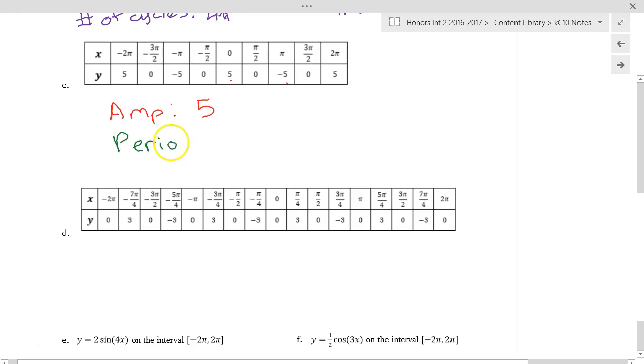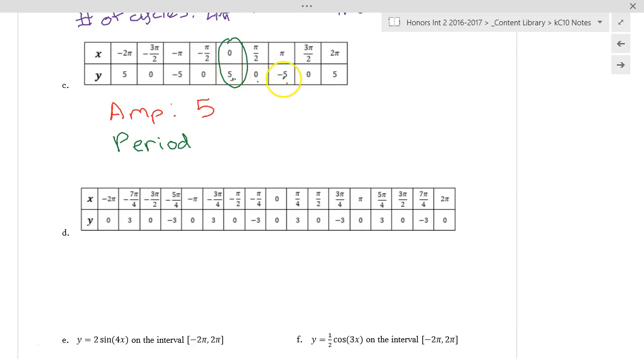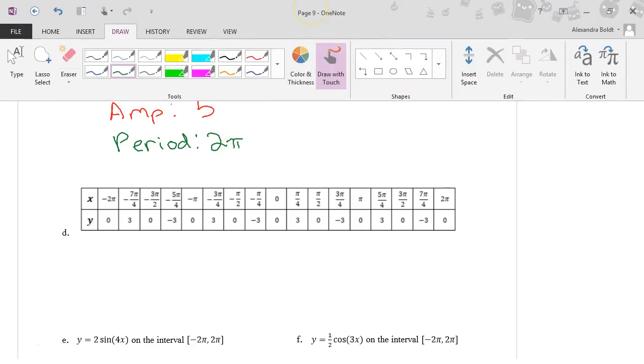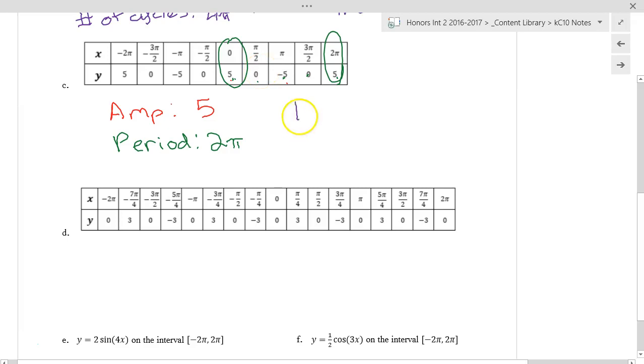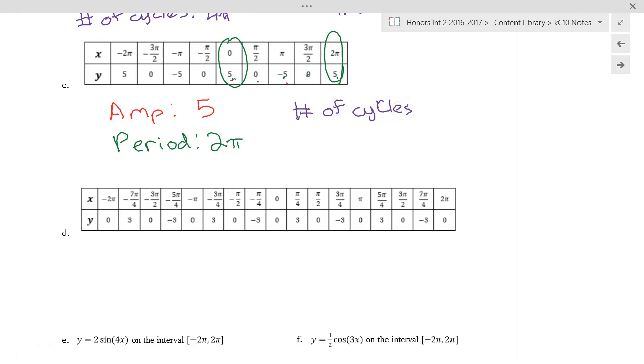Period. Again, I want to start at 0. So this starts at a max. So this would be cosine. Max, 0, min, 0, max. 0 to 2 pi. Alright. So my period is 2 pi units long. And finally the number of cycles. So to break this down, I will keep going with the workflow, right? We have 4 pi units in our interval. Each period is taking 2 pi. That means you can get through it twice. So we have 2 cycles there. Easy enough.